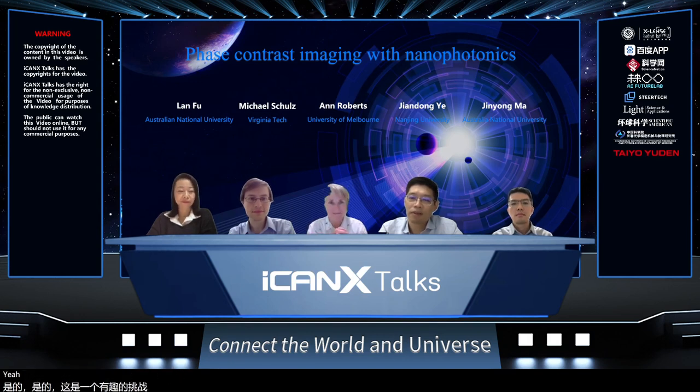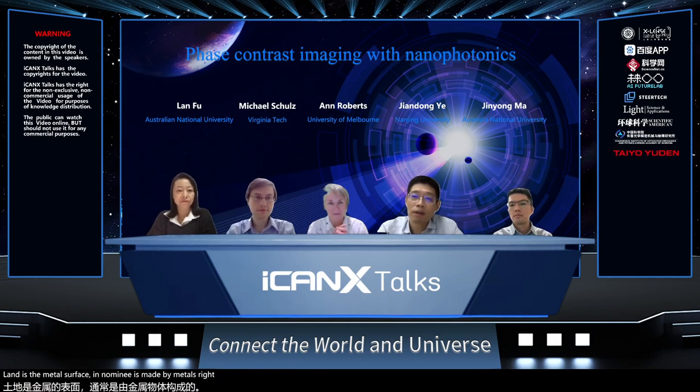Okay, great, thank you. So one more question: my understanding is that the metasurface is normally made of metals, right? So light absorption could be a problem. Normally for the imaging intensity and the resolution, there is a kind of trade-off. So how do we solve this trade-off?